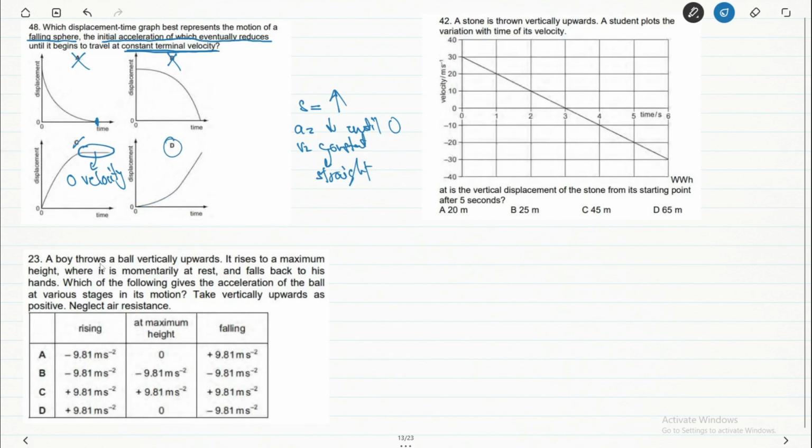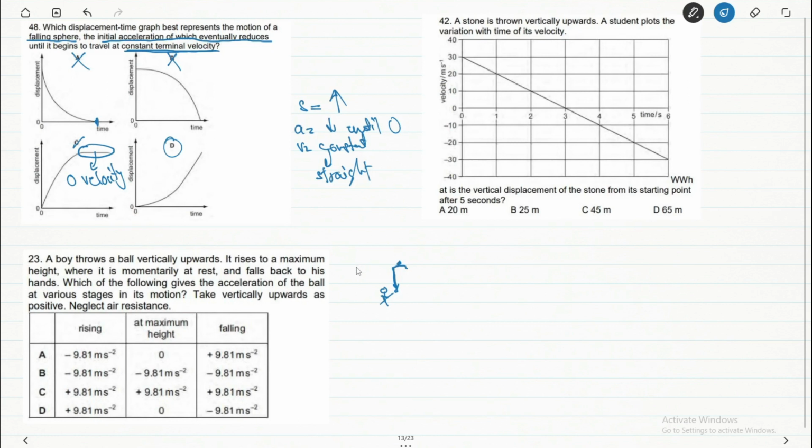Now, a boy throws a ball vertically upwards. It rises to a maximum. This is the boy. He throws the ball, it goes to maximum height, where it is momentarily at rest, because this is the maximum point where the velocity is zero, and then it falls back to his hand. So which of the following gives the acceleration of the ball at the way? The reason I have selected this MCQ is to give you a concept of G.